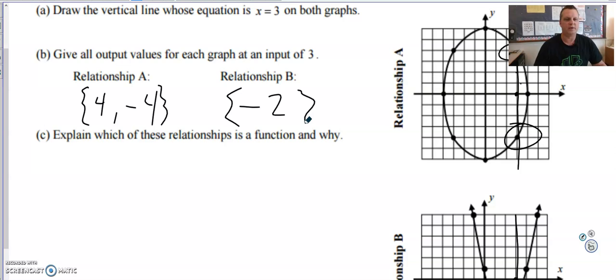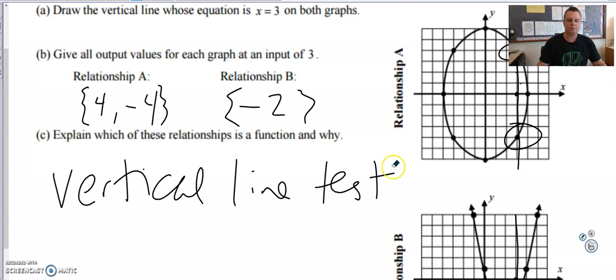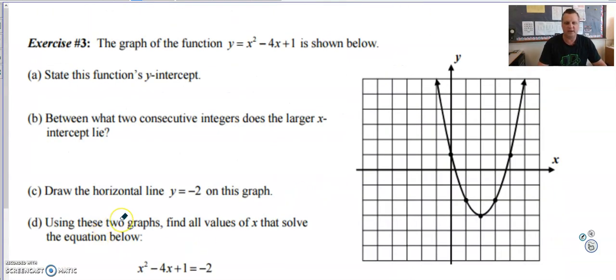All right, so explain which of these relationships is a function. So remember, a function has to pass the vertical line test. Should be review. The vertical line test. If it does not pass the vertical line test, it is not a function.